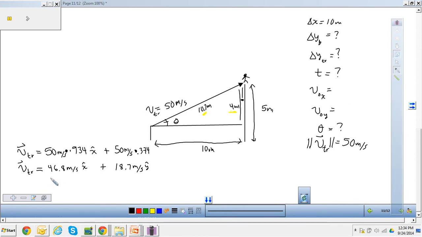So what's the initial velocity in the x? Yeah, 46.8 meters per second. What's the y component? Yep, 18.7. Now, which one of these change over time? Do they both stay the same? Does one change, or what?